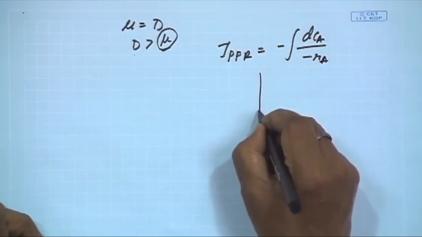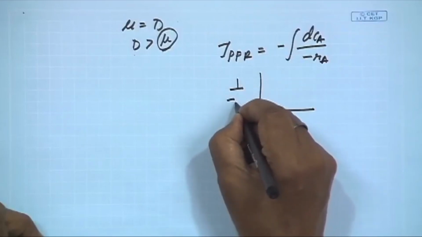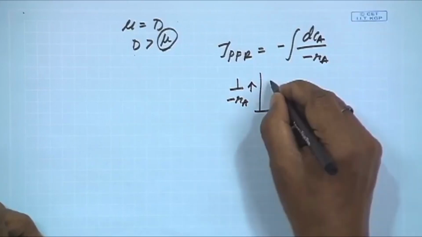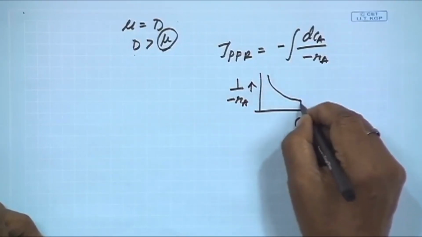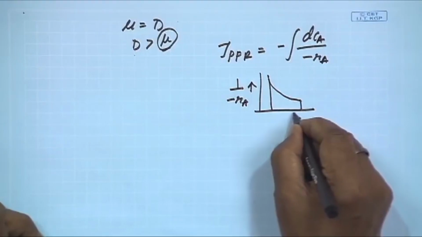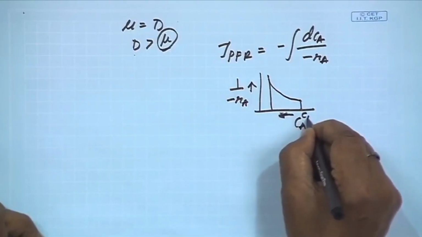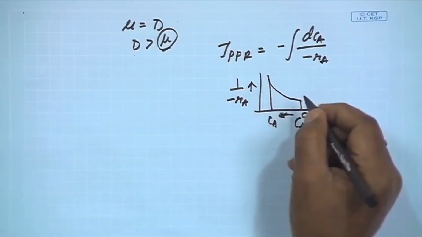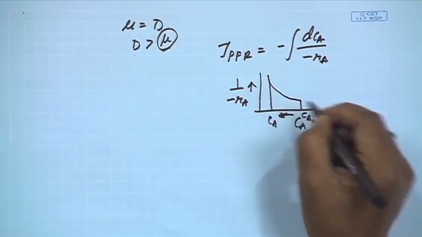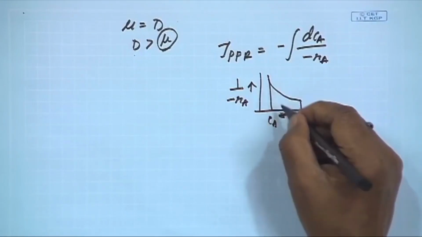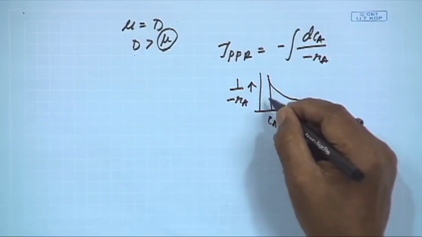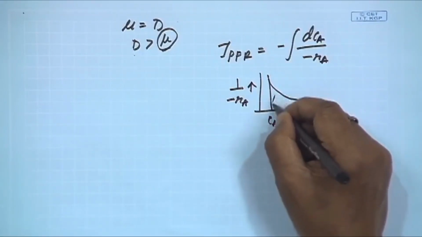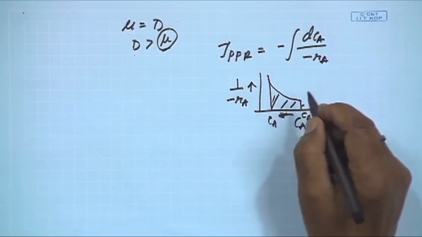Now here I try to point out that if you plot 1 by minus RA against CA, you have this kind of curve. As the CA value decreases from CA0 to CA, 1 by RA increases, that means RA decreases. That actually takes place in the case of product inhibition, because as the substrate concentration decreases, the inhibition occurs. That means the rate of reaction decreases, meaning inhibition occurs, and in this situation a plug flow reactor is mandatory.